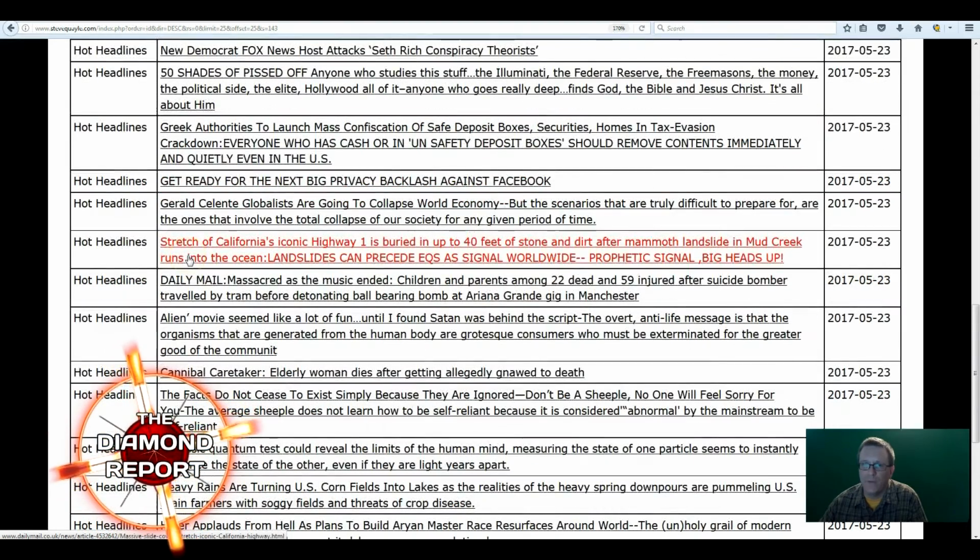The stretch of California's iconic Highway 1 is buried in up to 40 feet of stone and dirt after mammoth landslide in Mud Creek runs into the ocean. And Steve says landslides can precede earthquakes as signal worldwide. Prophetic signal, big heads up. That's on the Daily Mail.